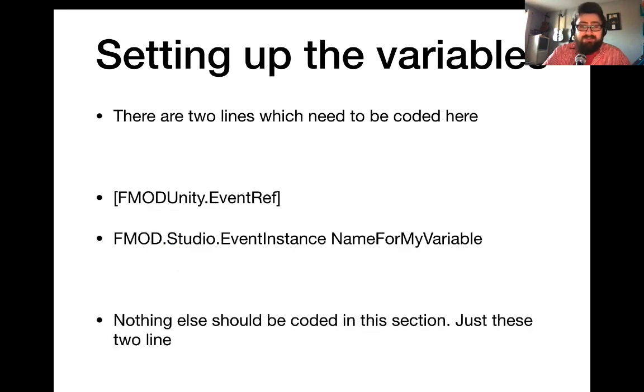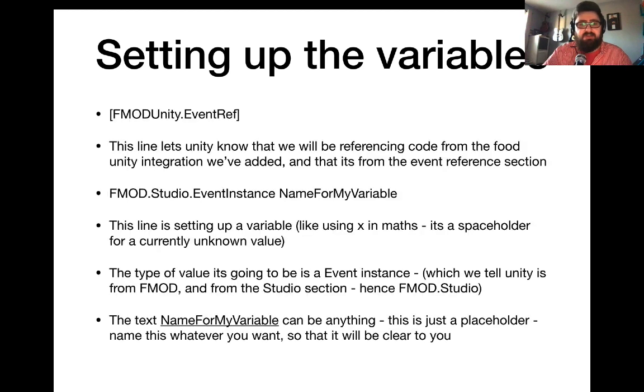So there's 2 lines that have to be coded here. In square brackets, there's fmodunity.eventRef. So open square bracket, fmodunity.eventRef, close square brackets. And then the second line is fmod.studio.eventInstance, and then a space, name for my variable, and then a semicolon at the end. There's nothing else that should be coded in the section, just those 2 lines.